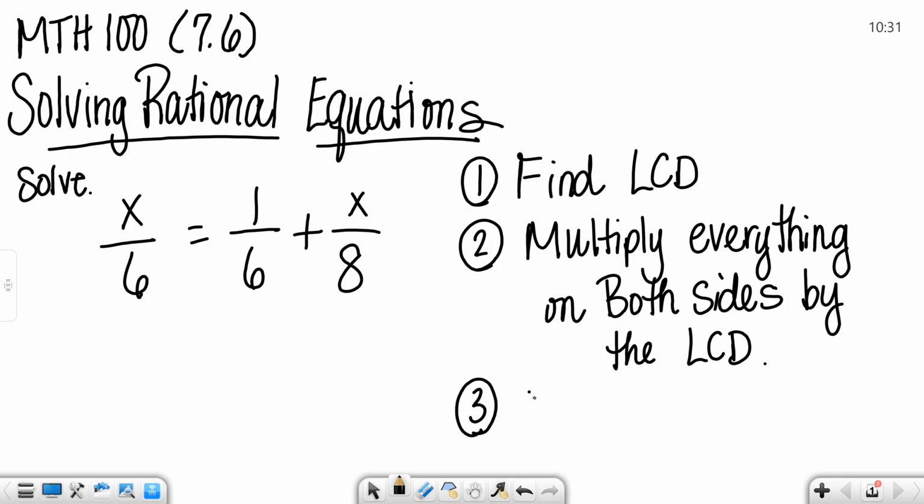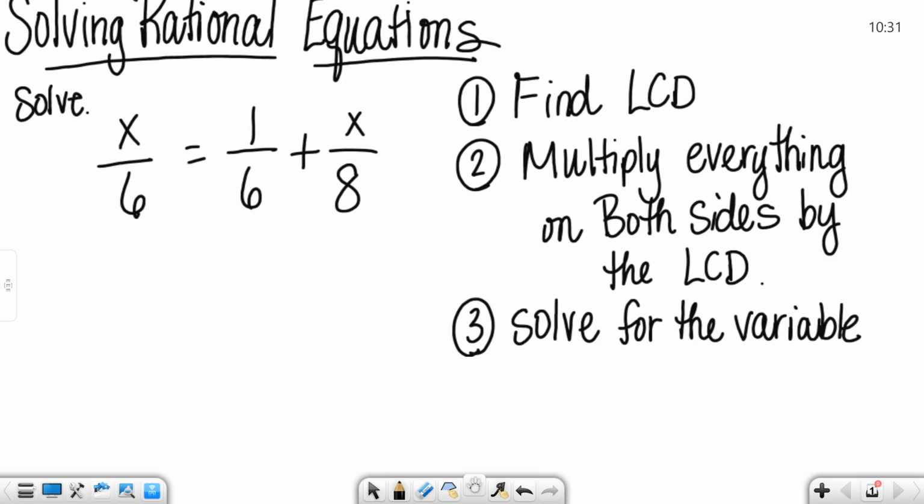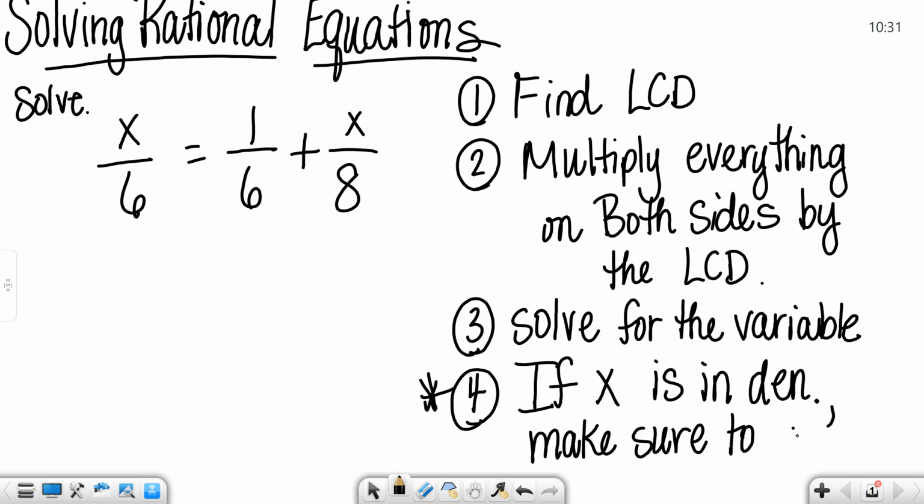The next thing we are going to do is go through our steps to solve for the variable. It may be x or y or whatever variable they're giving us. And the last step, which is super important: if x in any way is in the denominator, make sure to check your answer. Here's what I mean by check your answer. We're going to plug it in and see if it actually works.